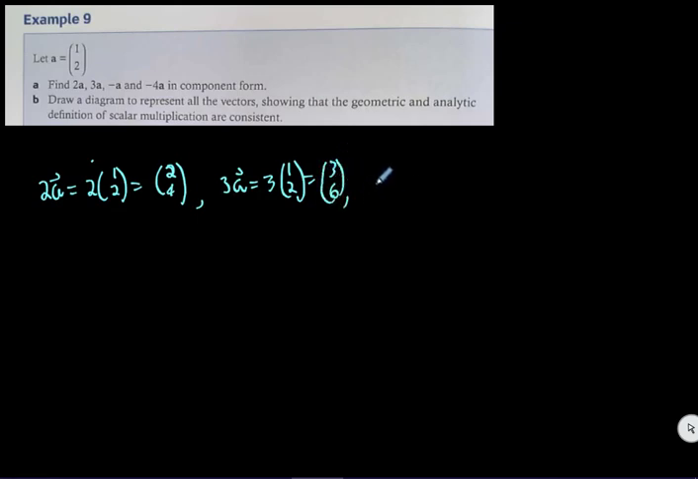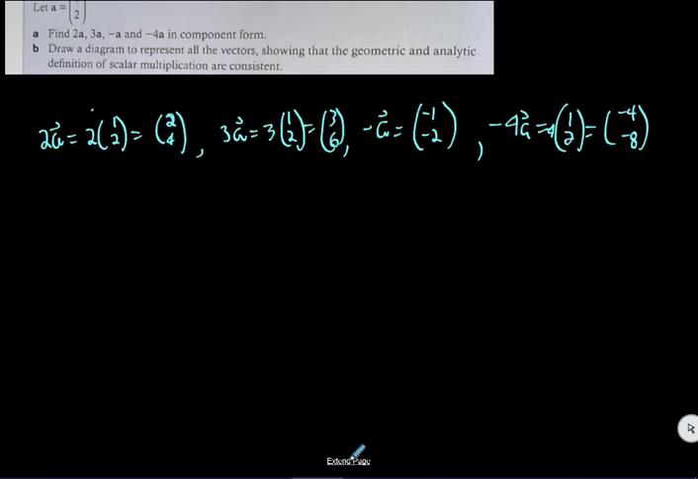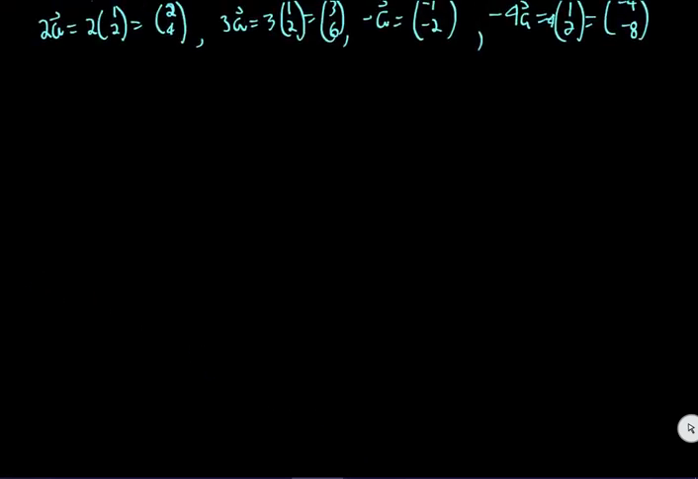And then the next one is going to be negative a, the opposite vector. So that would just take this 1, 2 and make both of these negative 1, negative 2. Good. And then the last one, they want us to do negative 4a. Well, that would be negative 4 times 1, 2, so that would be negative 4, negative 8. Then they want us to draw a diagram to represent all of these. So I'm going to go ahead and try to draw a diagram to represent all of these.